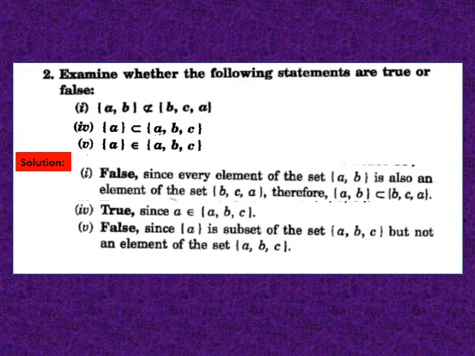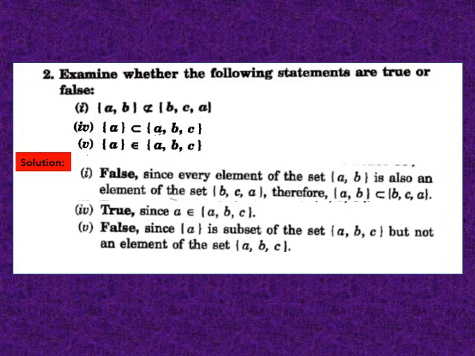Next we have the set {a}. Now look at the terms. Set {a} belongs to the set {a, b, c}. Now this is false. Why? Because in the second set {a, b, c}, element a is there. But the set {a} is not there.